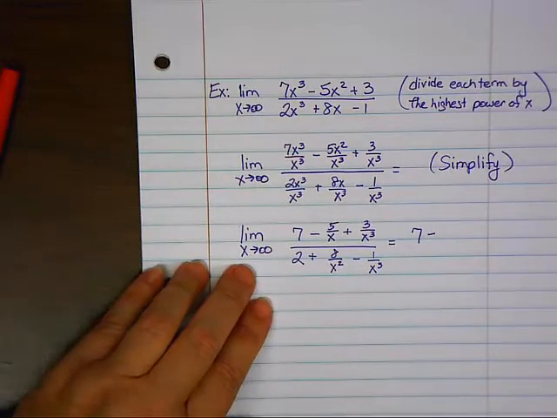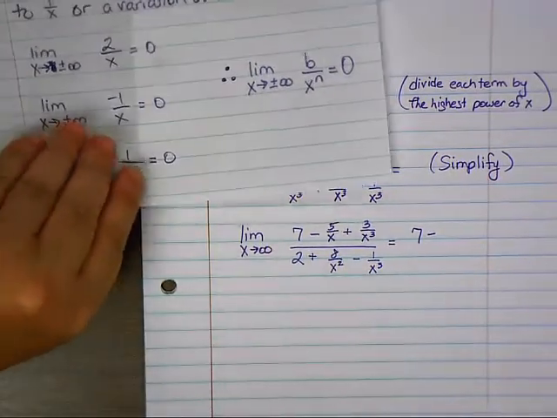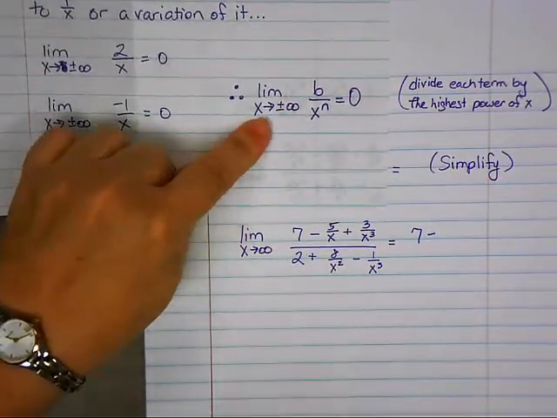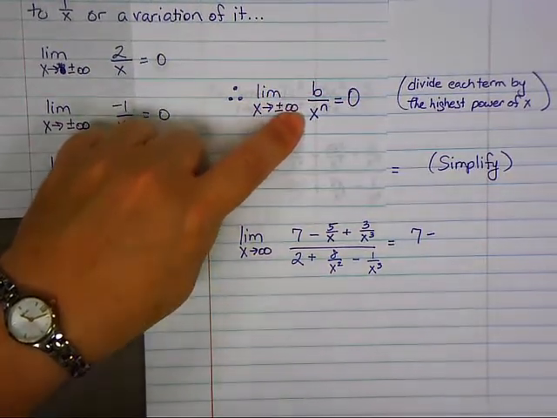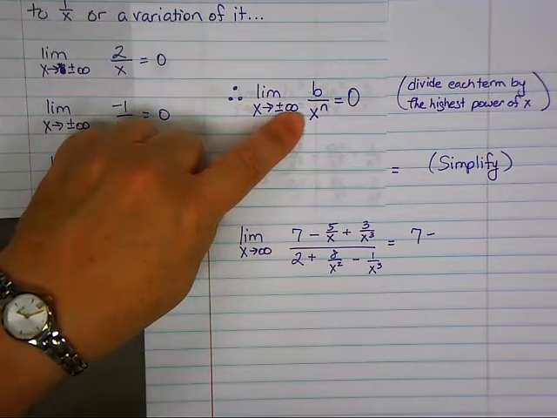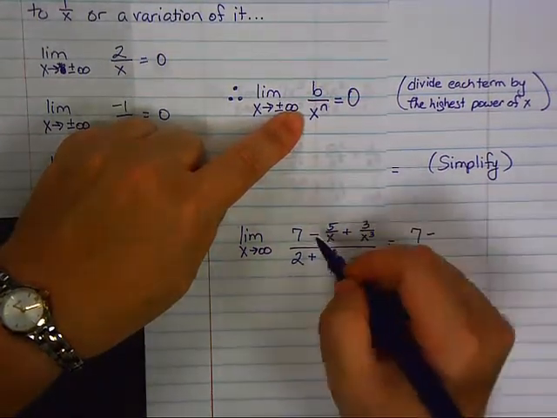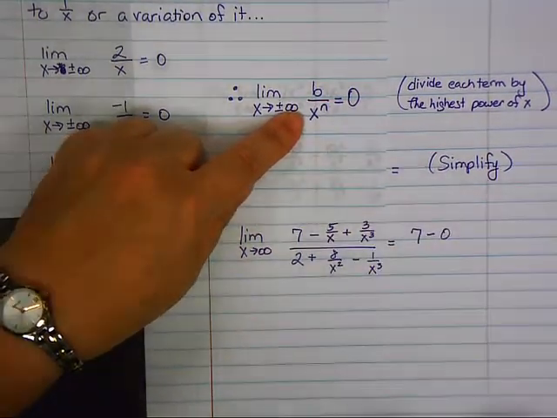Minus. Now, I want to refer back to what I said over here. This says if you're taking a limit, I don't care what the top number is, I don't care what the exponent of the bottom is. What's the limit always going to be? 0. So this is going to have a limit of 0.